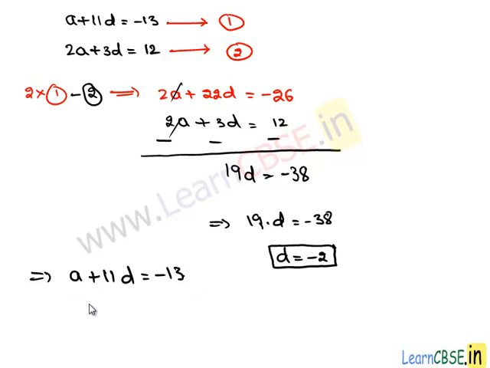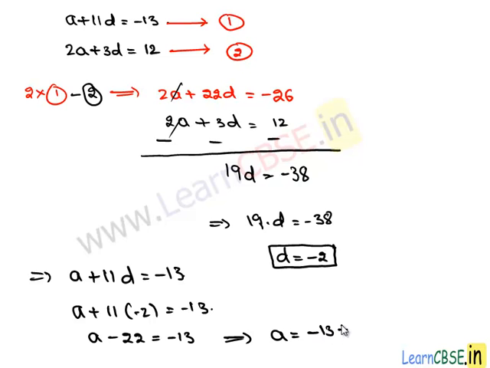So let's solve it for A. Here we have A and D is negative 2. A plus 11 times negative 2 is negative 22, and on RHS we have negative 13. By transposing negative 22 to RHS, we have A is equal to negative 13 plus 22. The sum of negative 13 and 22 is 9. So here we have the first term A is 9.